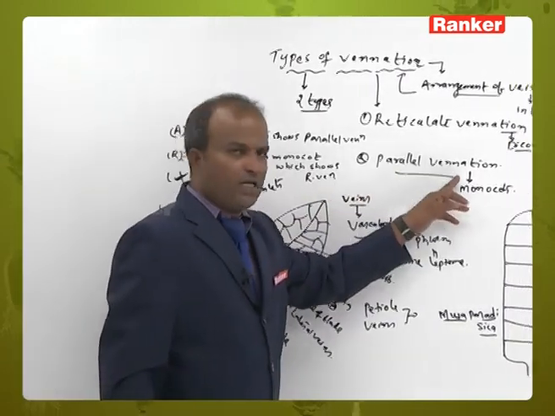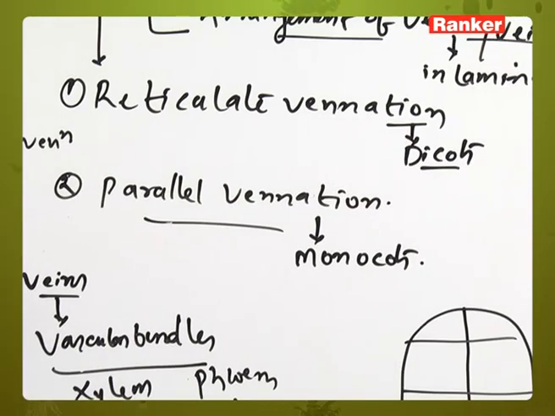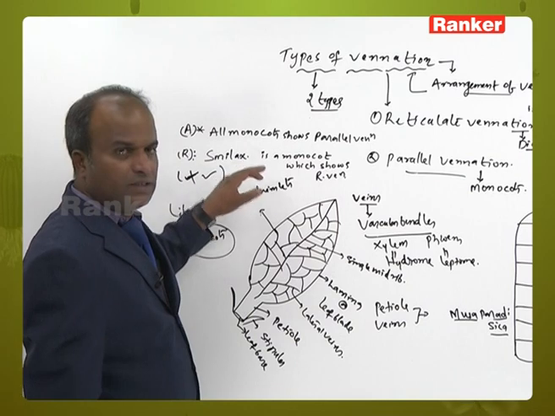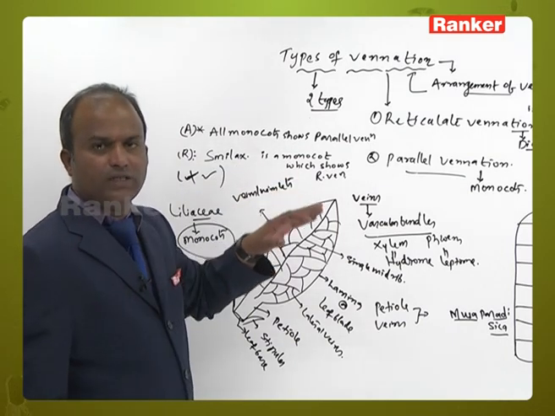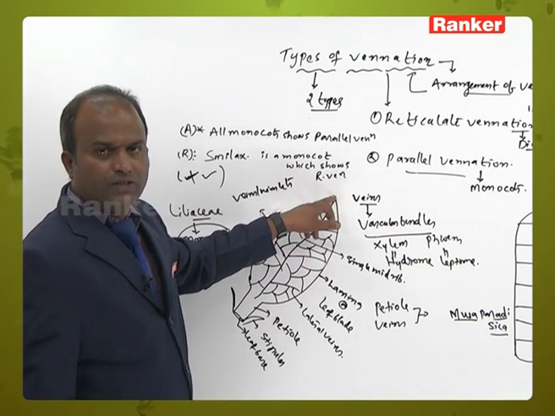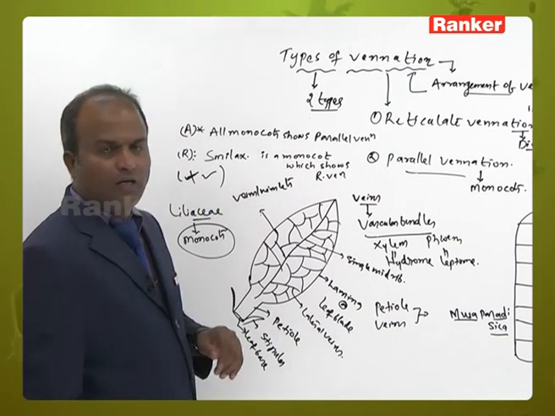But in parallel venation, which can be seen in monocots, the statement that all monocots show parallel venation is the wrong option. Why? Because Smilax, which belongs to the Liliaceae family, is a monocot which shows reticulate venation. That means the reason is the true option. That is, A is false and R is true.